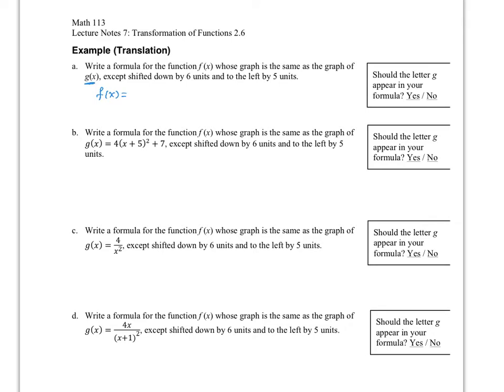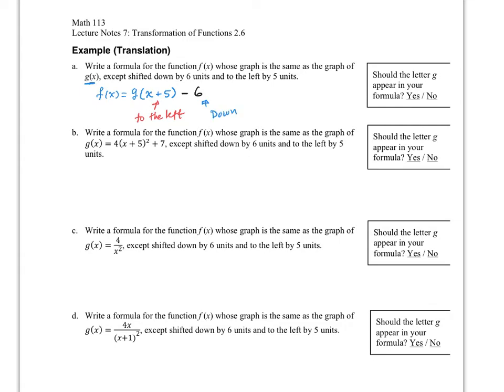So notice here we don't even know what f or g is. It doesn't matter. All you need to know is that they are functions. So the conditions are that it has to be shifted down by 6 units and to the left by 5. Remember, if you're going to do to the left, this is going to be plus 5. So this is what it means to the left. And then shifted down, it's going to be minus 6. So this is down.